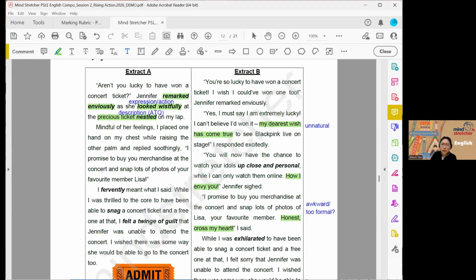Okay? Then mindful of the feelings. Oh, we have a narrator who is sensitive to the needs of others. So include that. Don't just talk about I did, she did, but what's going through your mind? Oh, I actually could tell, and I feel bad. Okay? So there is thought, there is intention. So since I know how she felt, I placed one hand on my chest while raising the other palm. This is action, right? Action.